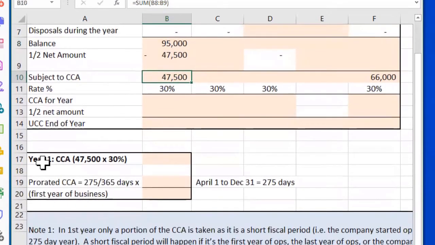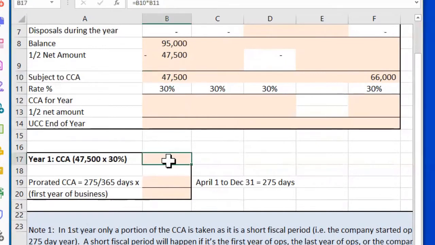So we need to calculate the CCA for the year, but I'm going to scroll down to this little note that I've come up with here. The reason for that is, and you should know why, but that's okay if you don't by this point, that it's the first year of business as mentioned earlier. So what has to happen is we have to prorate CCA for the time that the business started up during the year, right? So you prorate the CCA for the amount of days in the year that the business has actually been operational for.